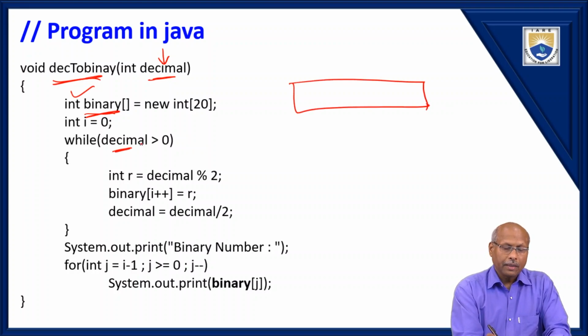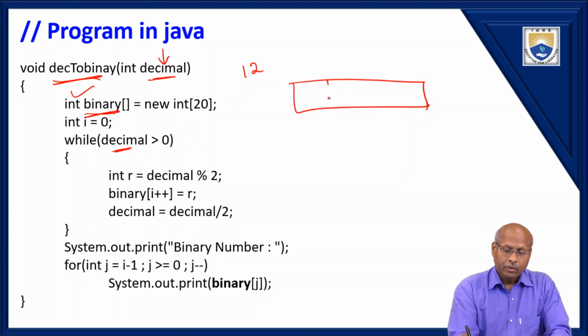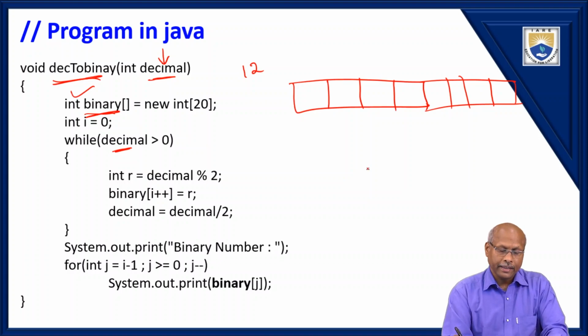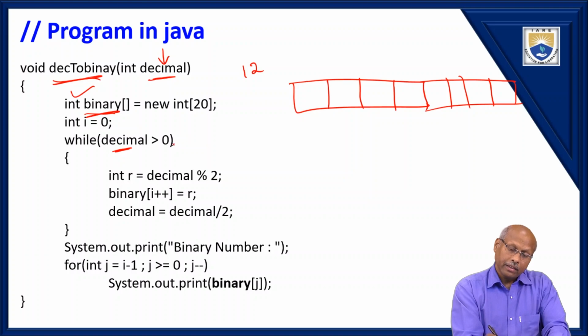Now I will check whether the given decimal value is greater than 0 or not. Assume my given decimal is 12. For that, I am declaring a large array with a maximum size of 20 digits. Here I am checking whether the decimal is greater than 0 or not. If it is greater than 0, it will come here.